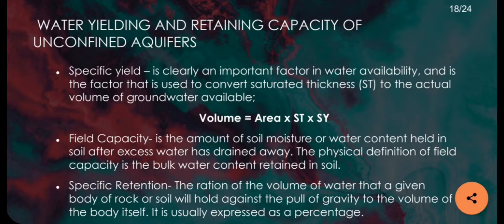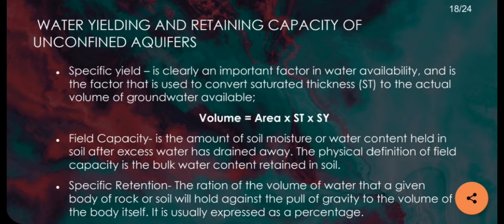Field capacity is the amount of soil moisture or water content held in soil after excess water has drained away. The physical definition of field capacity is the bulk water content retained in soil. So, field capacity is a measurement that has to do with the ability of soil in a given area to absorb water once all excess and surface water has been drained from the soil.